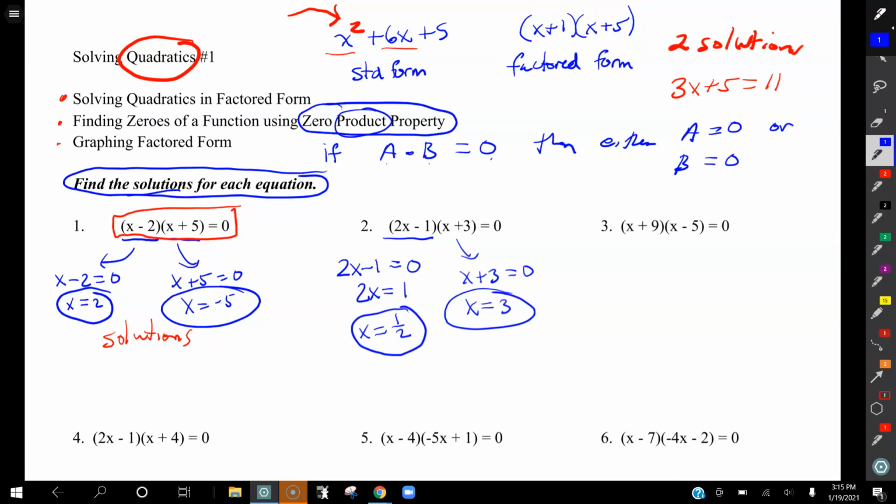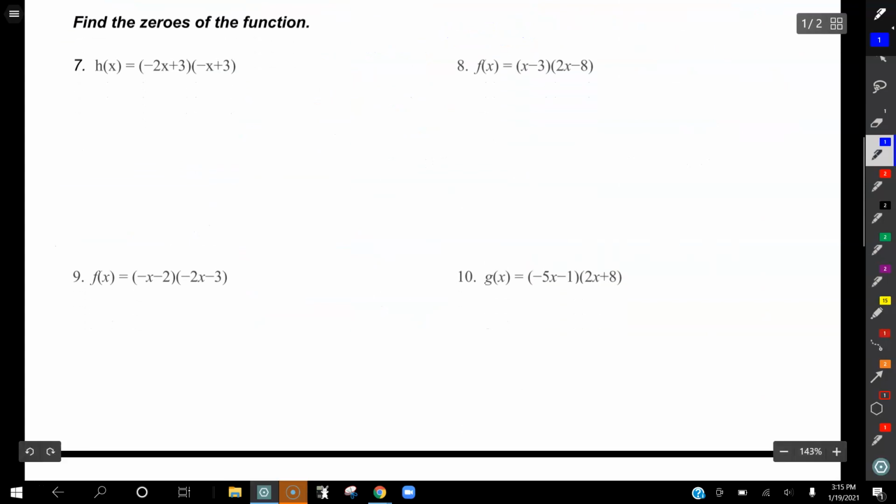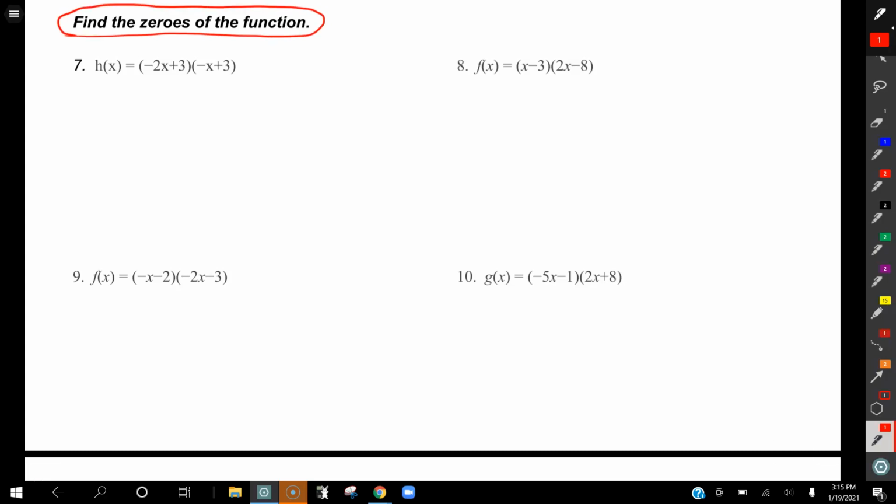Now I'm going to leave 3 through 6 for you for your practice, and we're going to go down to number 7. Number 7 is worded a little bit differently. It says find the zeros of the function. Zeros are basically the same exact thing that we just did up above, just written in function notation. So notice that you have this h of x. That's function notation. If the SAT were to ask this question, a lot of kids will miss these because they're not really sure what it's asking.